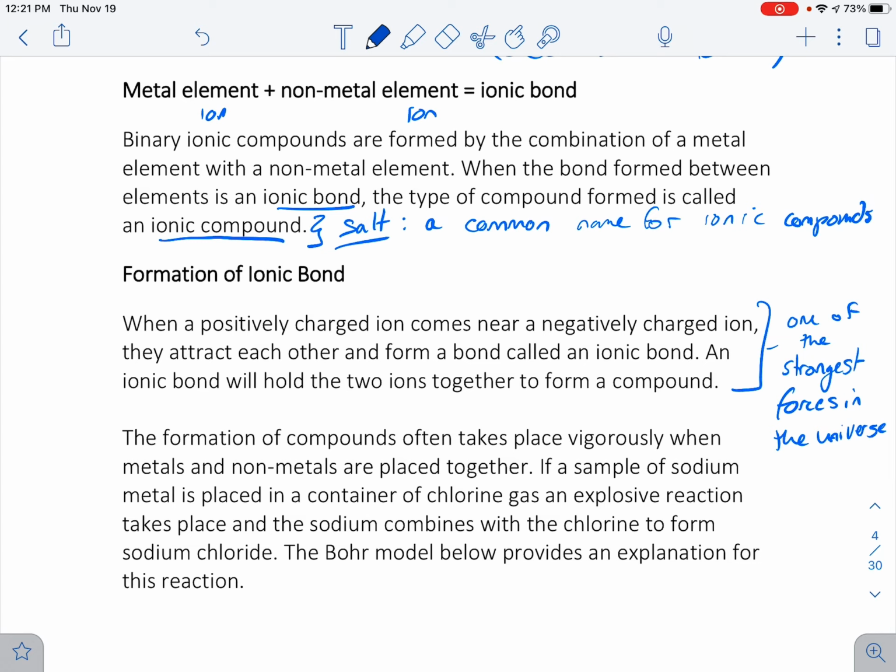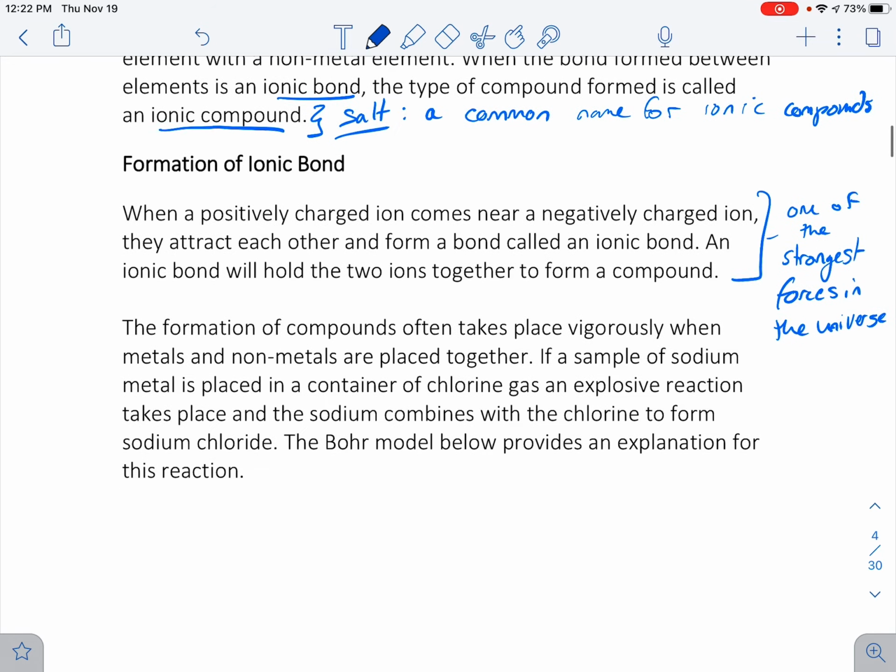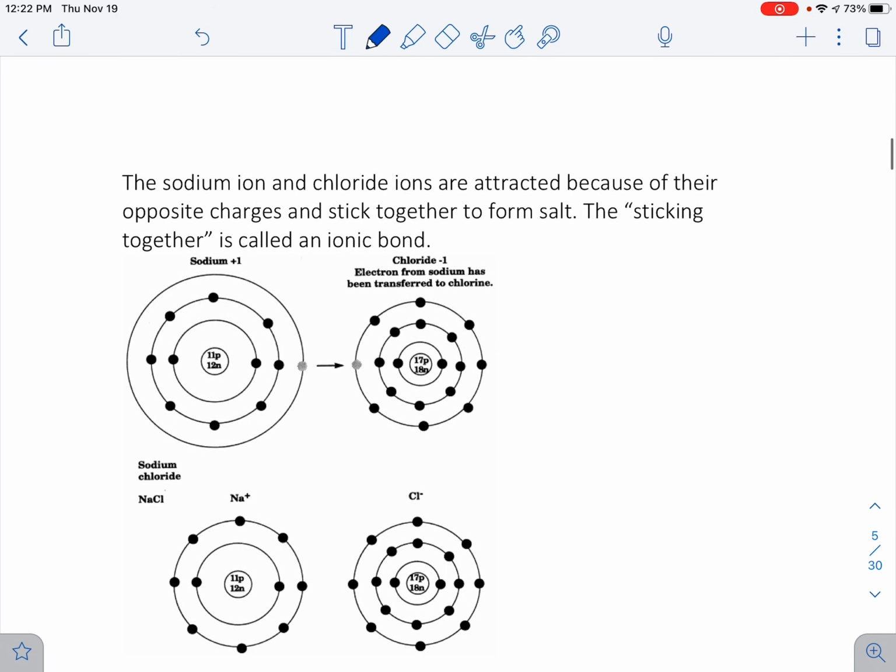The formation of compounds often takes place vigorously when metals and nonmetals are placed together. If a sample of sodium metal is placed in a container of chlorine gas, an explosive reaction will take place, and the sodium combines with the chlorine to form sodium chloride. The Bohr model below provides that explanation. And so we can see the explanation here.